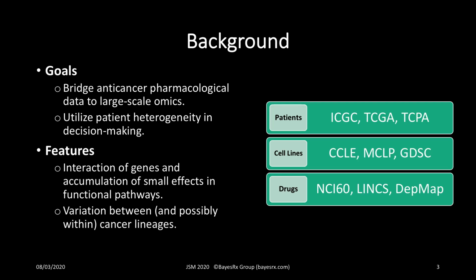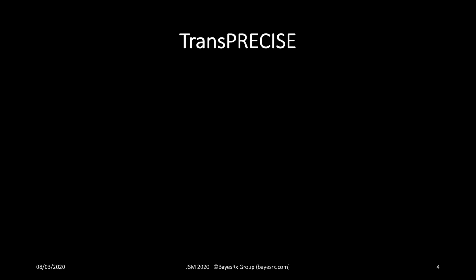That has to be taken care of, and also we need to take care of the variation between and possibly within cancer lineages depending on which tissue or which organ it affects. There are also possible variations across model systems because for a cell line which is controlled in a lab, the microenvironment is going to be hugely different from a tumor which is inside a patient's body.